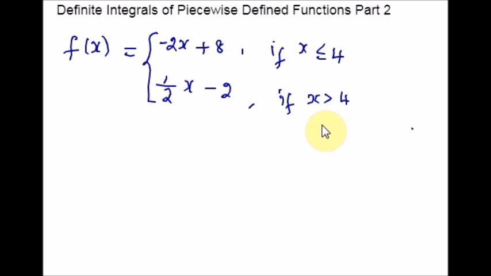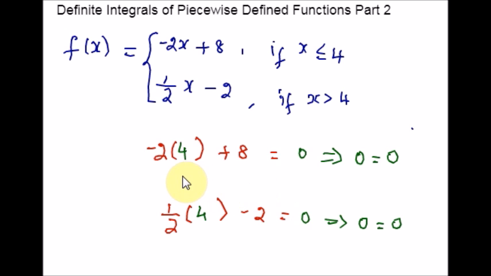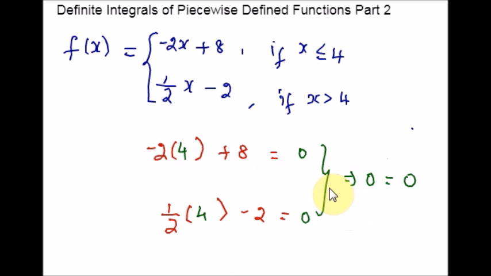So let's check for x equal to 4. I'm going to replace all x by 4. If we replace x by 4, we get 0 on the left side and on the right side also 0. Both the pieces, this one is also 0 and this one is also 0. So if you get the same value, it means that the piecewise function is continuous. Does this make sense to you?